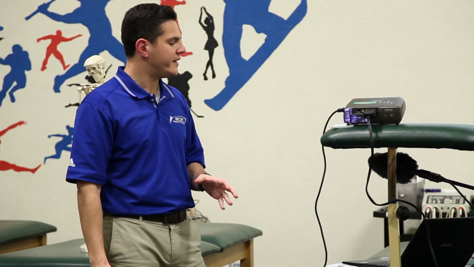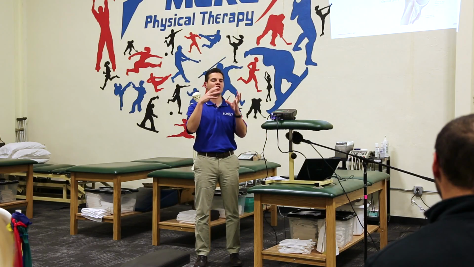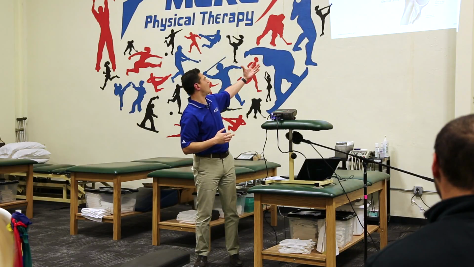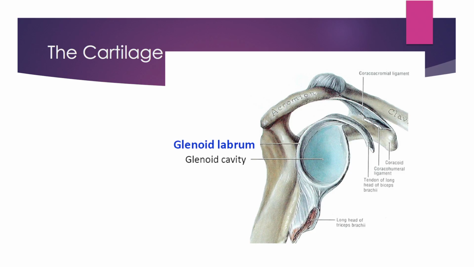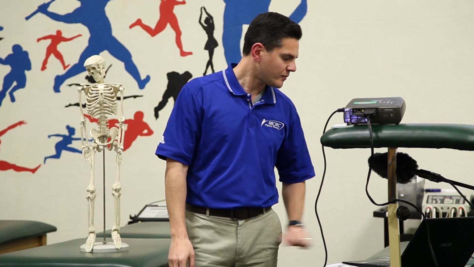The next thing I want to talk about is the cartilage, which is a smooth covering that covers all our joints. And of course we have that also in the shoulder, which has cartilage that covers the ball part and cartilage that covers the socket part, as you see here, which is called the glenoid. And the labrum is one of the things that we hear a lot about in people tearing or injuring the labrum, and that's part of the cartilage of the shoulder.